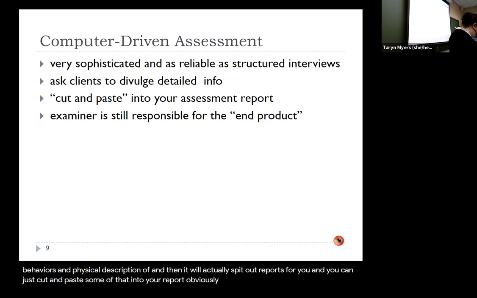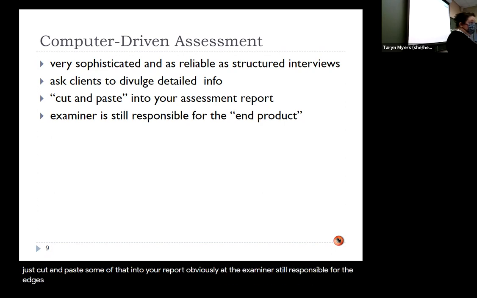Obviously, the examiner is still responsible for the end product report, so you want to make sure that it's accurate and that the people who created the program don't have some typos in there. That happens.